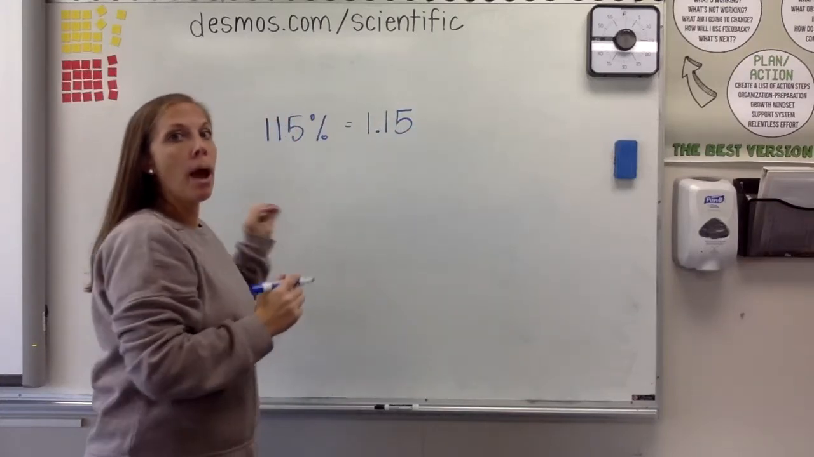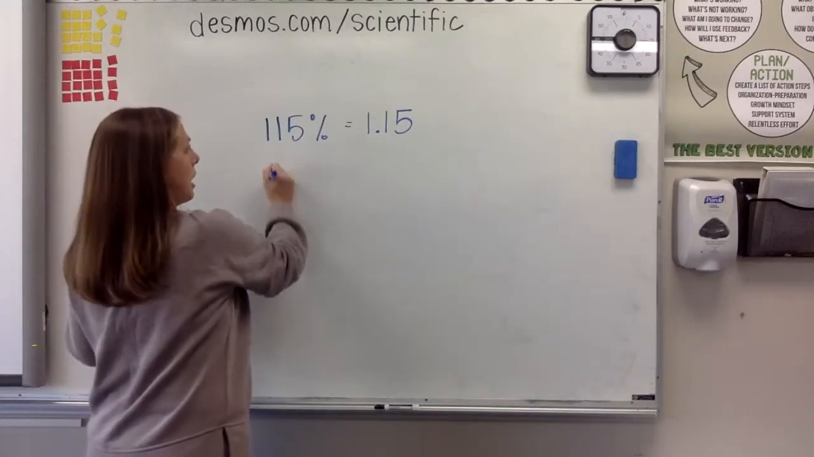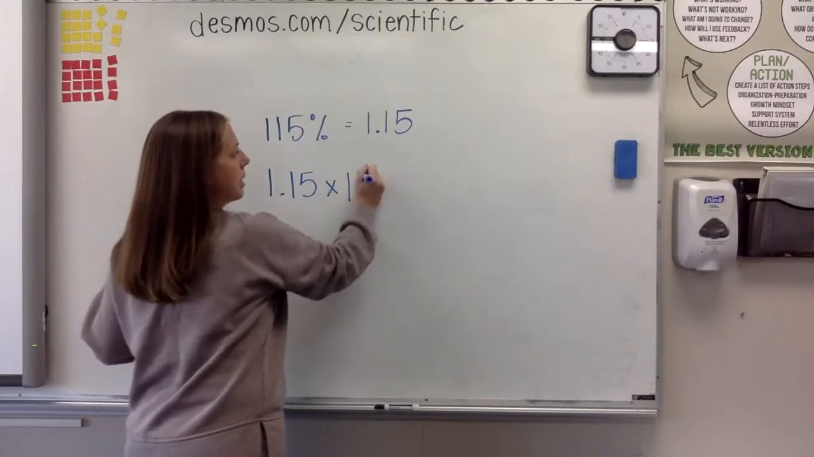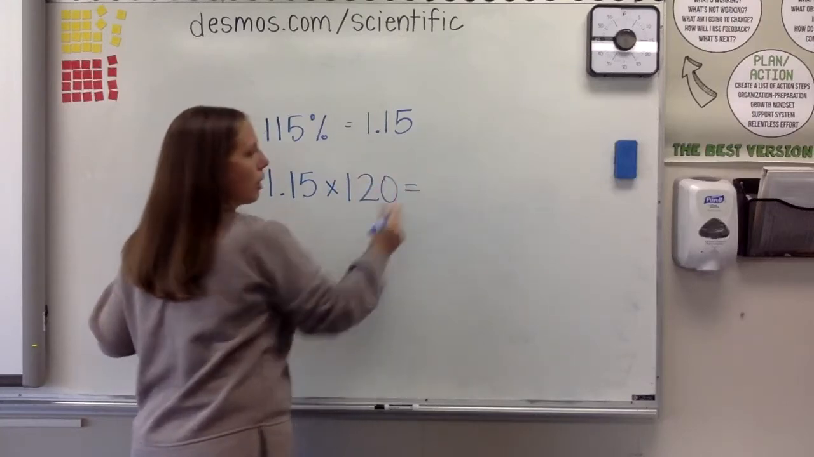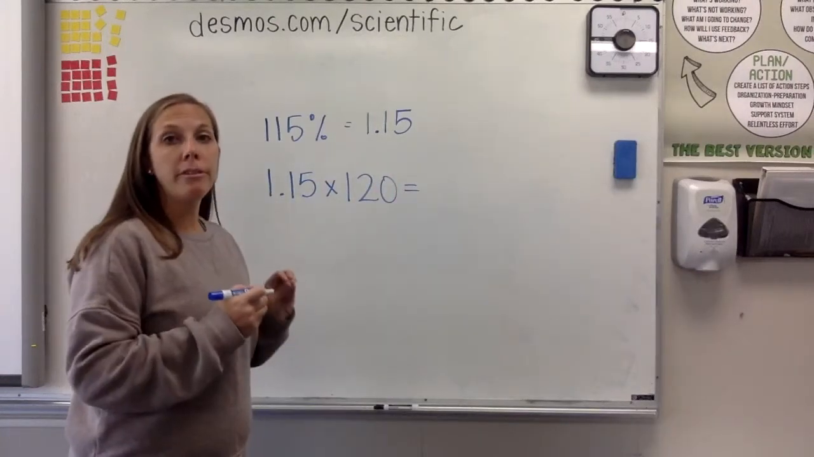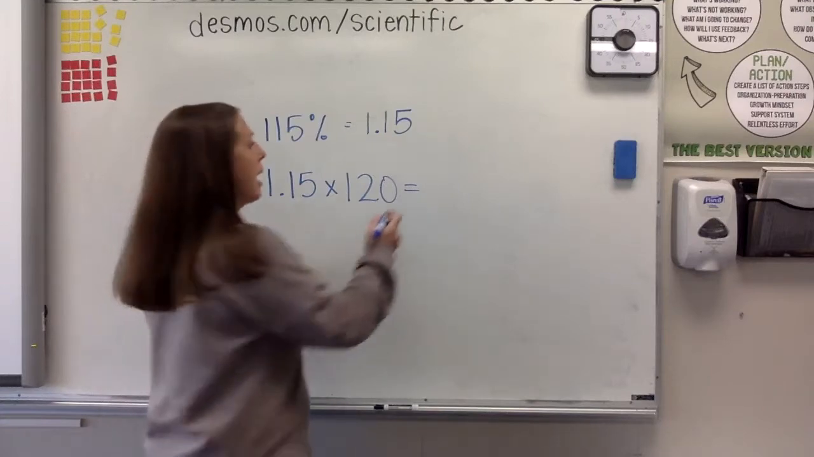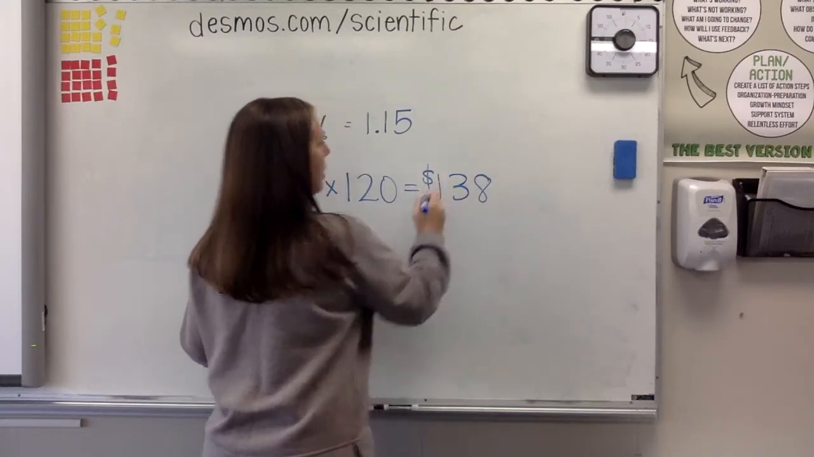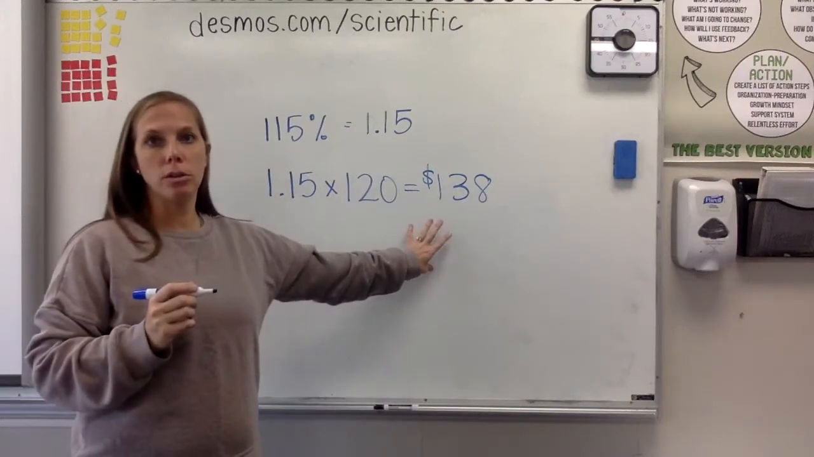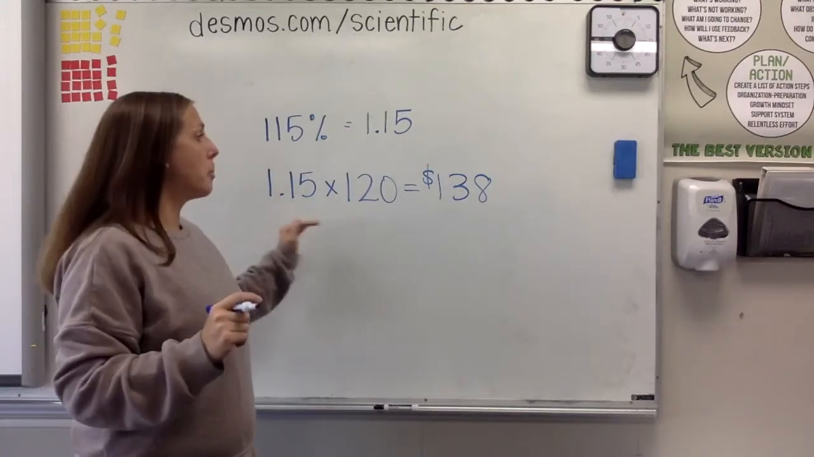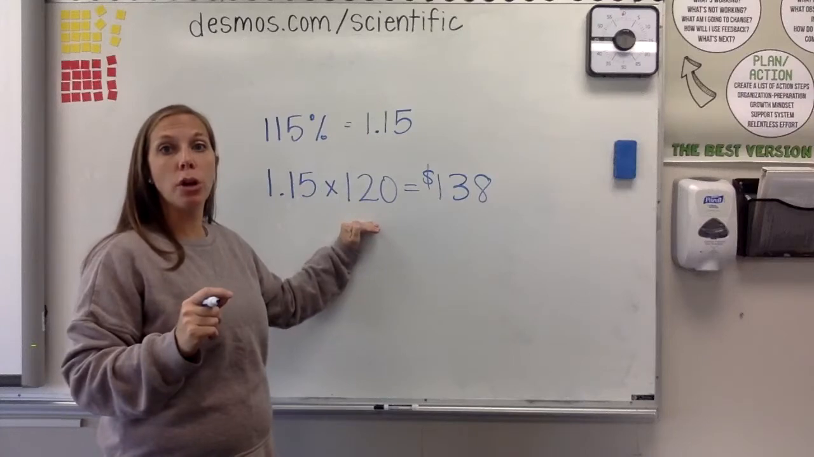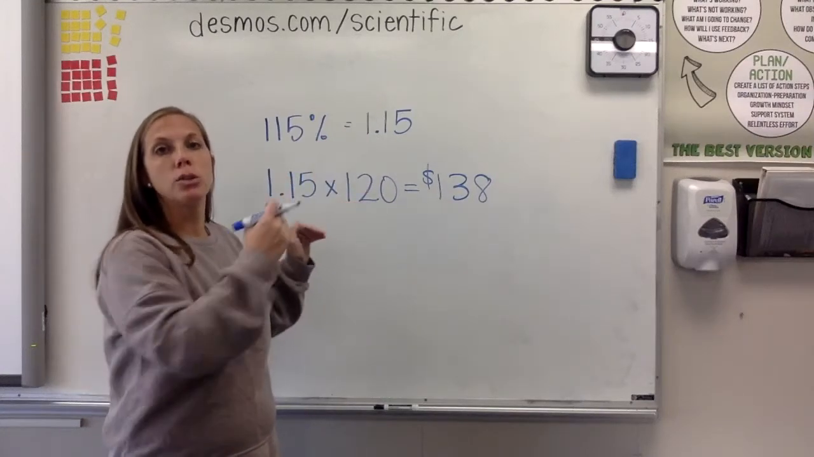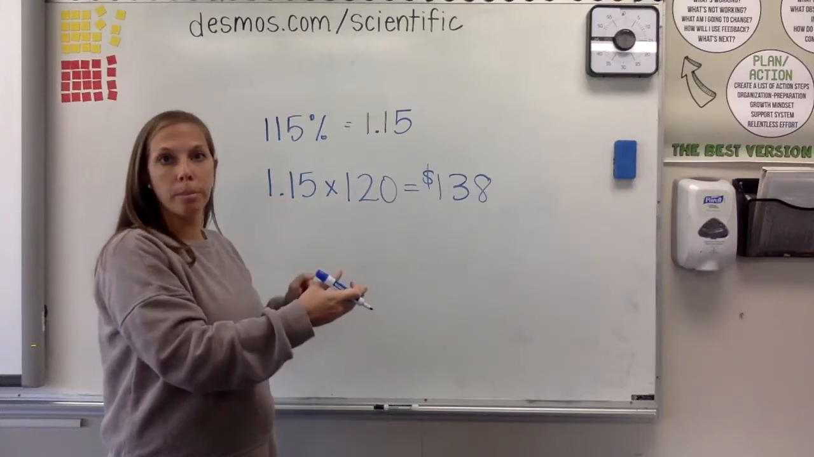So I'm going to set up my equation now as 1.15 times the $120 that the shoes are. And I'm going to find that the shoes now cost, or are worth, $138. And it makes sense to me that the price is more than it started because it was a 15% increase, so they are becoming worth more.